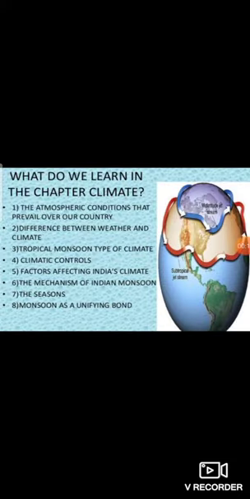Today we are going to start a new chapter in Geography, Chapter 4 Climate. Students, in this chapter we are going to study about the atmospheric conditions that prevail over our country. Difference between weather and climate. Tropical monsoon type of climate. Climatic controls. Factors affecting India's climate. The mechanism of Indian monsoon. The seasons, monsoon as a unifying bond.